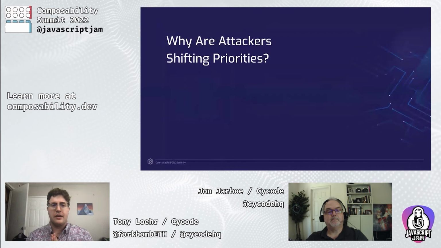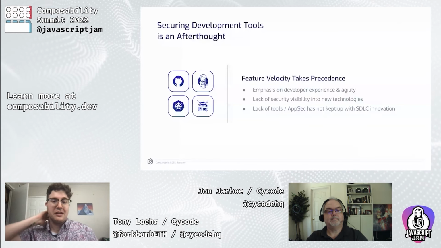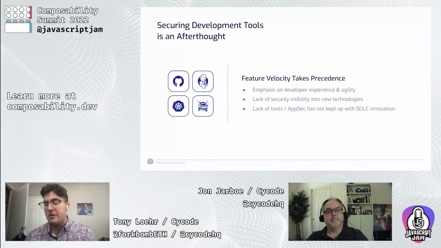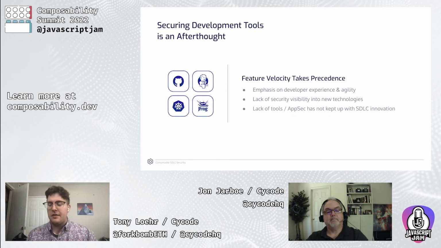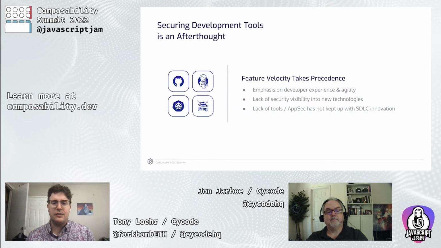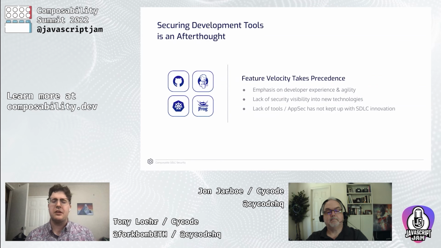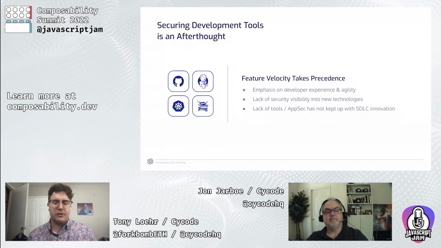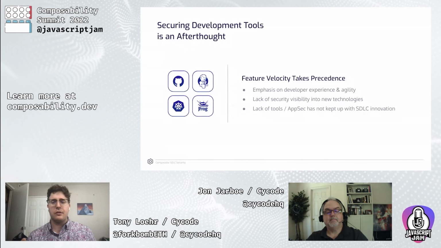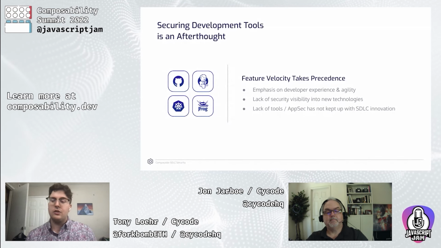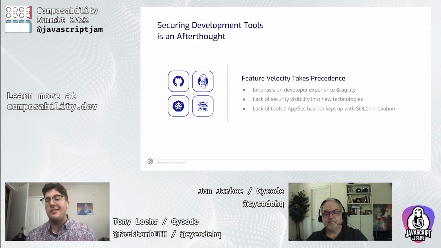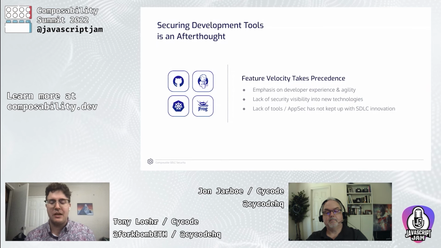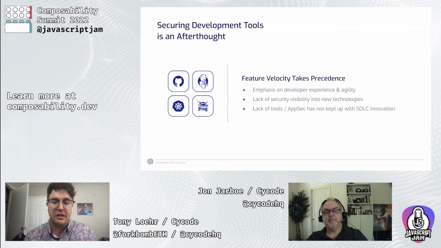But one of the main reasons is that securing development tools is often an afterthought. Feature velocity takes precedence. In some organizations I've worked at, speed has often been the priority. And there's a lack of security visibility into new technologies. Oftentimes, there will be a prioritization of utilizing a newer technology or dependency or library without giving a complete scan into it, simply because, well, it affords the developer more opportunity to improve their velocity.